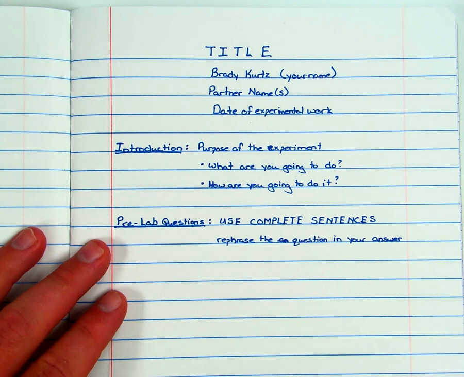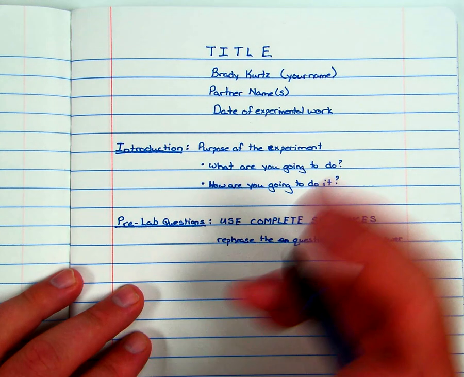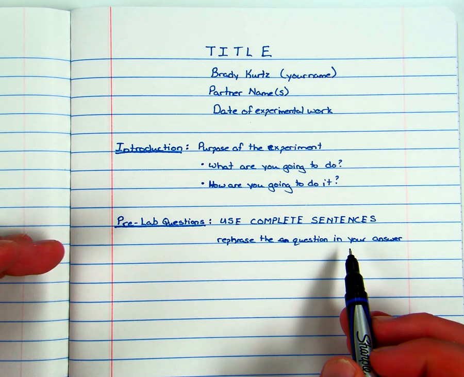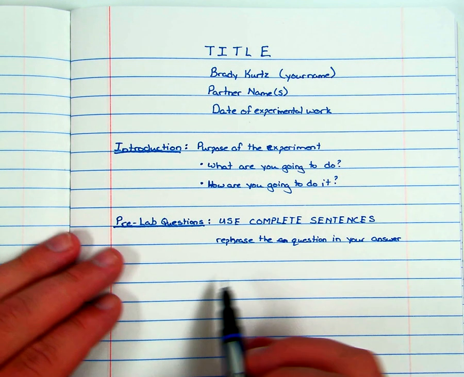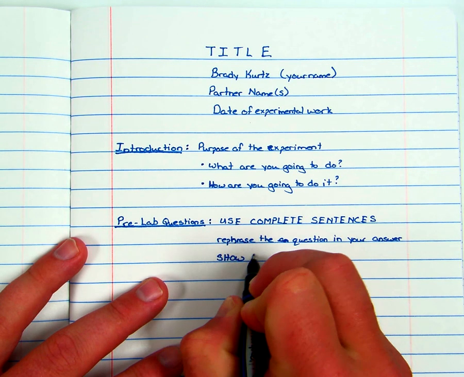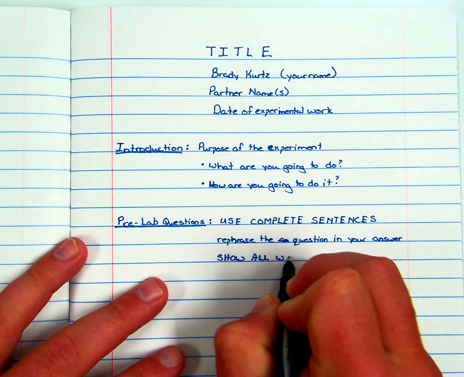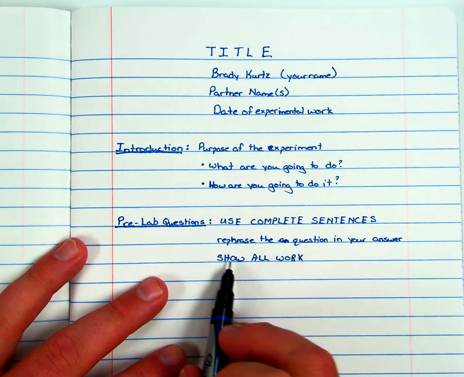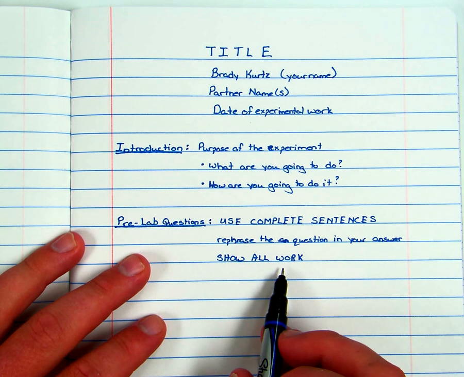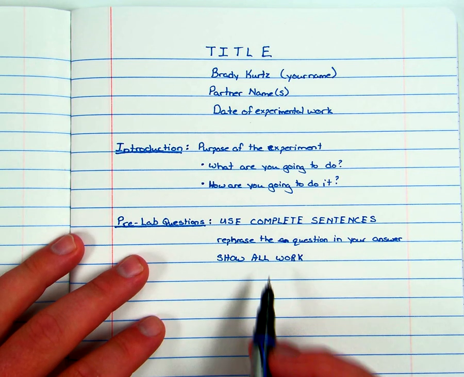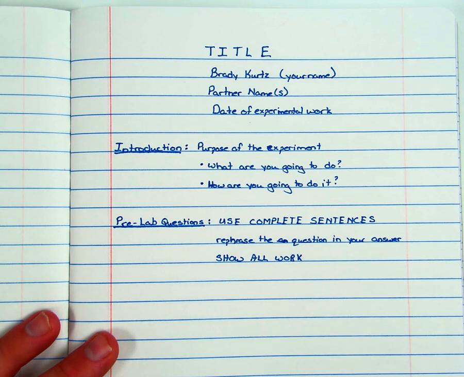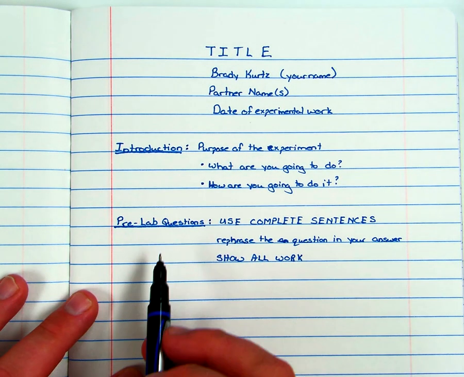All right, so you answer all the pre-lab questions using complete sentences. If it's a calculation, you don't need to write a sentence showing all your work. I should write that here. I'll do that in all capital letters too. Show all work. If it's a calculation, then that is your sentence by and large. But show all your work. We should never see just an answer. Show all your work in there. Again, nice and neat. Show all your units. It makes it much easier to follow. All right, after we have the pre-lab questions, next comes the procedure.